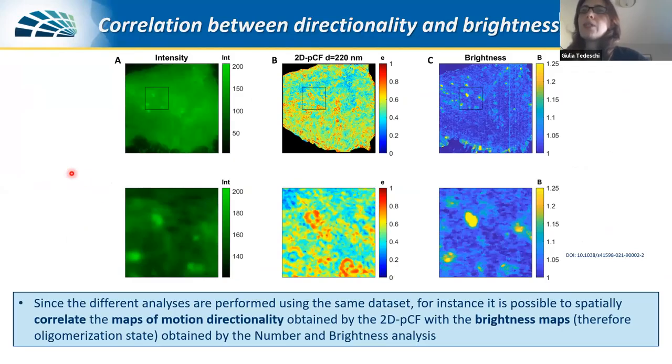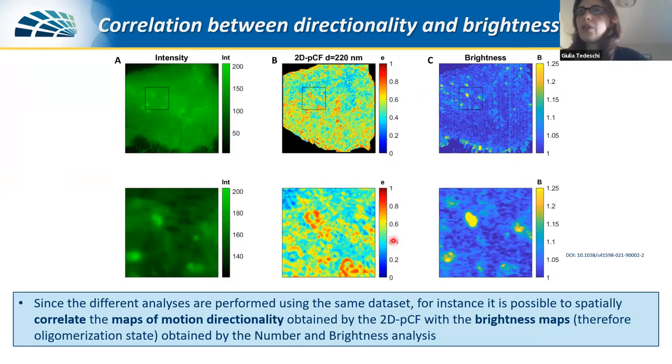Since I was mentioning that with this kind of analysis we're using the same data set and applying the 3 different kinds of analysis on the exact same sample, we can also try to understand better, for example, a correlation between what we see in the 2D PCF map and what we see in the map of brightness, and therefore the aggregation state.